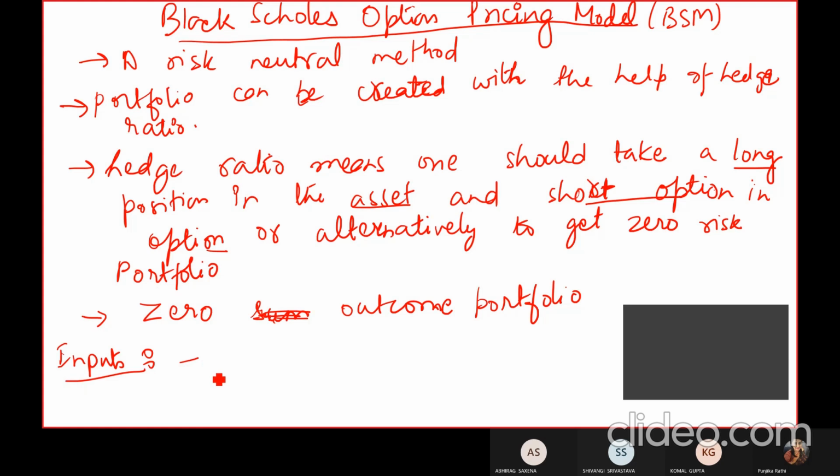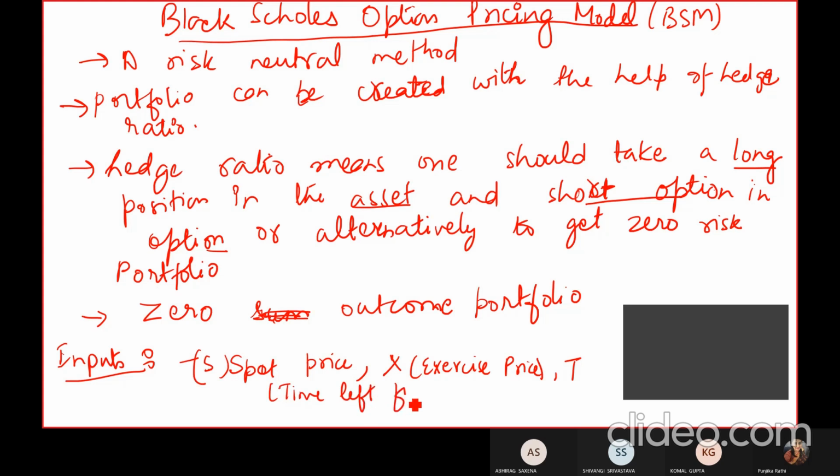So it requires 5 inputs. What are these? One is spot price. We need to know, we should have the spot price. Then we should have the exercise price or strike price. Then the time left for expiration. S is the spot price, T is the time left for expiration.